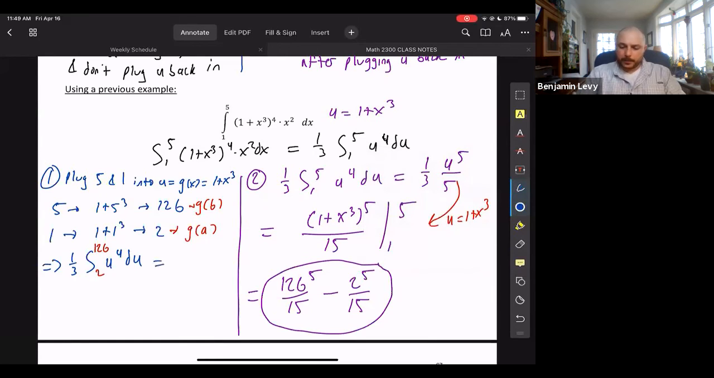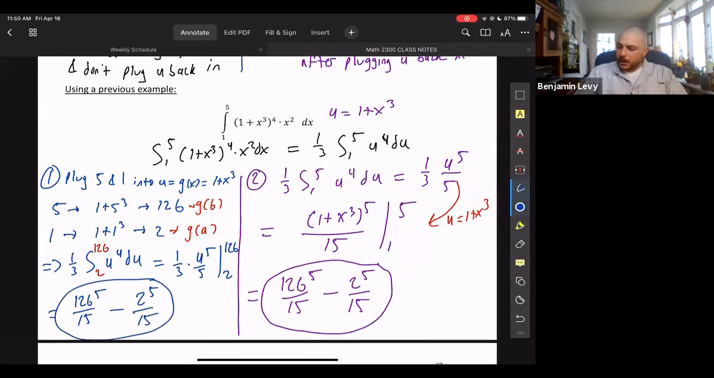That really doesn't matter. This just becomes 1/3 u to the 5th over 5, and then we plug in the new bounds. And you'll see we get the exact same thing we got a second ago: 126 to the 5th over 15 minus 2 to the 5th over 15. The thing I'm trying to point out here is you get the same thing. I really don't care which one you do. Totally up to you. I'm not going to force you to do it one way or the other.